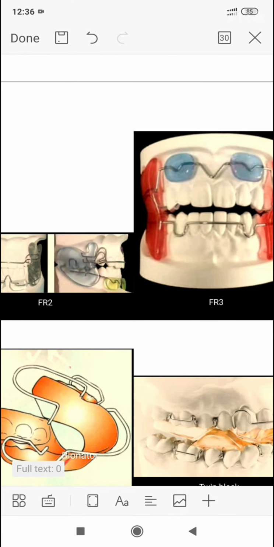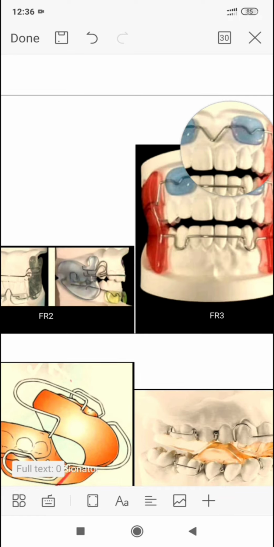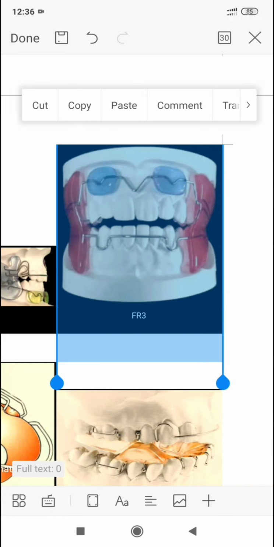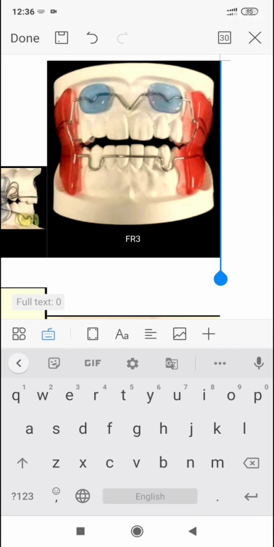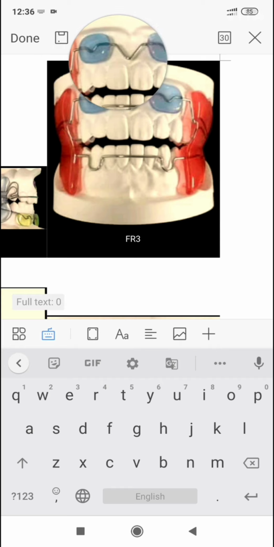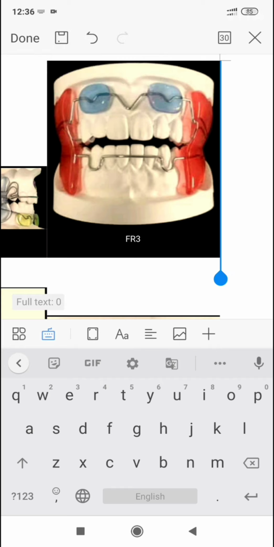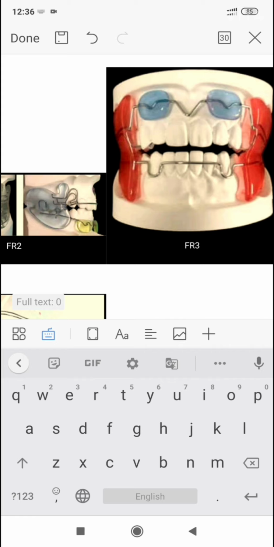So as said, it consists of acrylic buccal shields and the lip pads. These are the buccal shields and these are the lip pads. The simple logic is that the edges of this acrylic component, both the buccal shield and the lip pad, stretch and stimulate the periosteum, which leads to bone deposition, hence causing transverse growth.